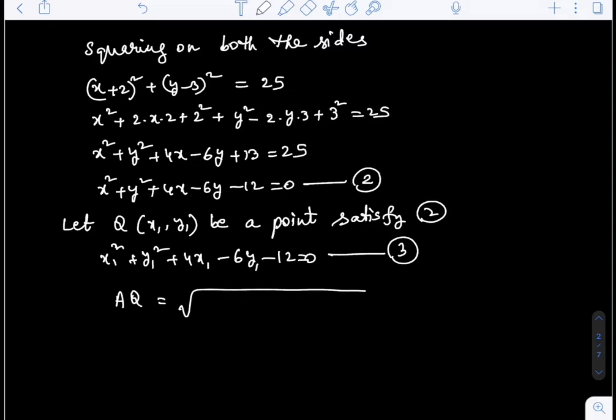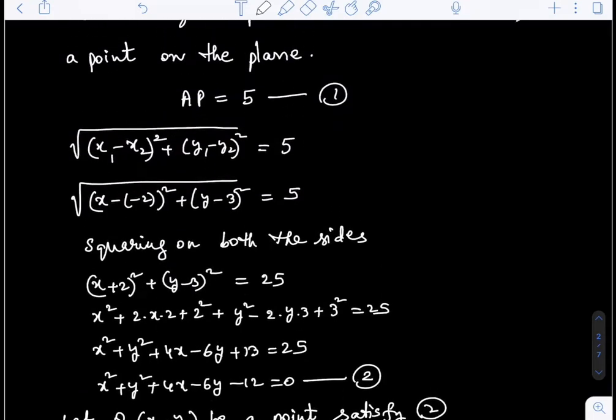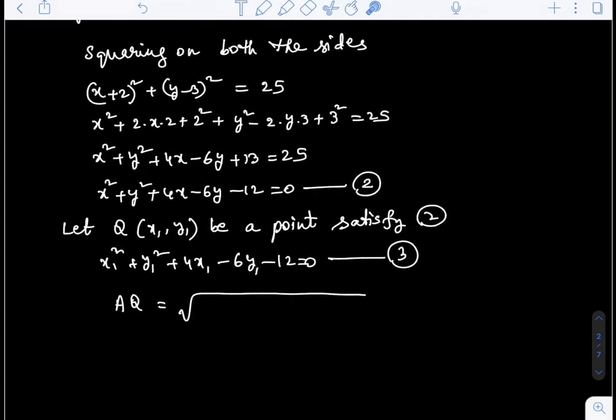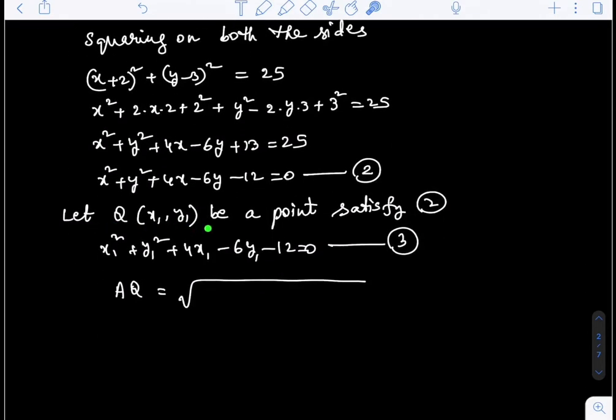Distance between A and Q. What is A in the question? Go and see, this is A: minus 2, 3. What is Q here? So this is Q, (x1, y1). Apply the formula for finding the distance between A and Q.